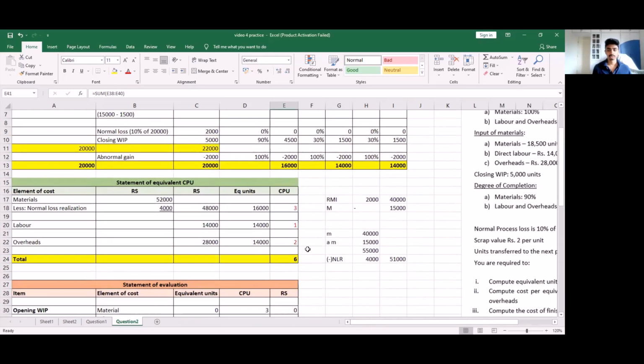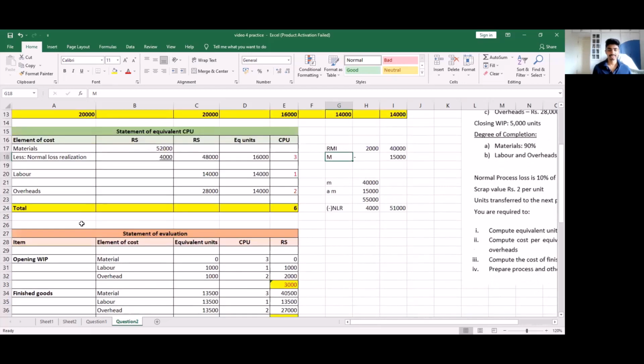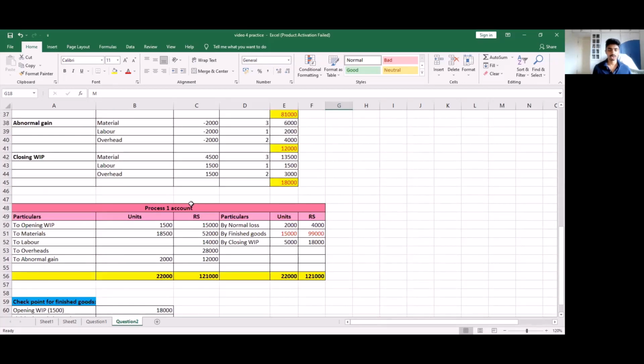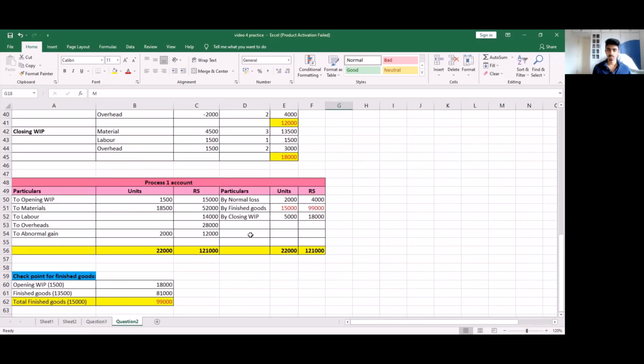Then we learned that sometimes we might be given raw materials introduced and materials together. So in this case, we saw that there are two effects. One in the statement of equivalent cost per unit, where we have to add materials plus additional units, and from that we subtract normal loss utilization. The second effect will be in our process account, where we show both the expenses, two raw materials introduced and write the figure, then two additional materials and we write the figure. So with this, we are done with our question 2.